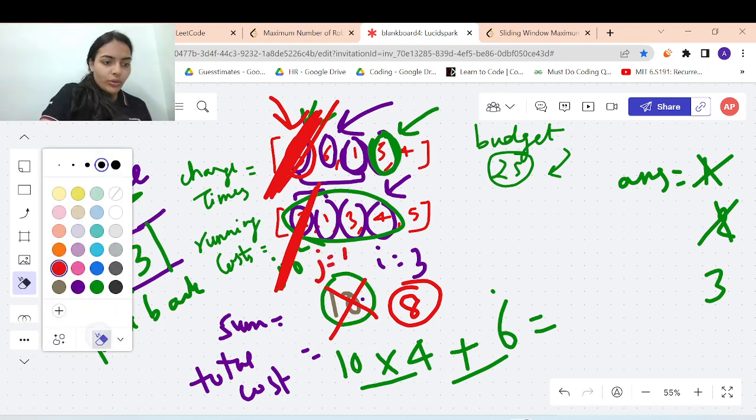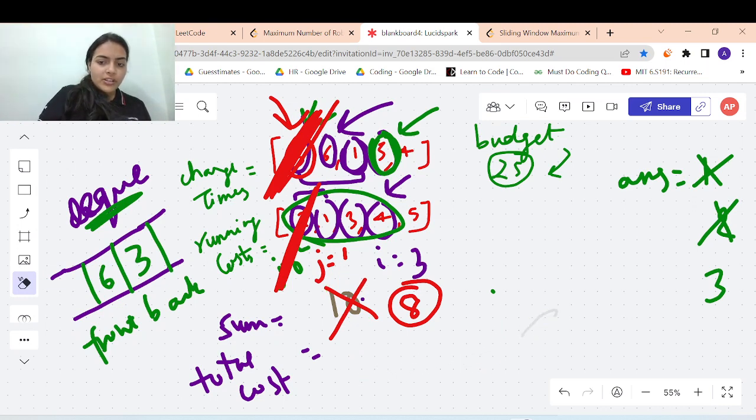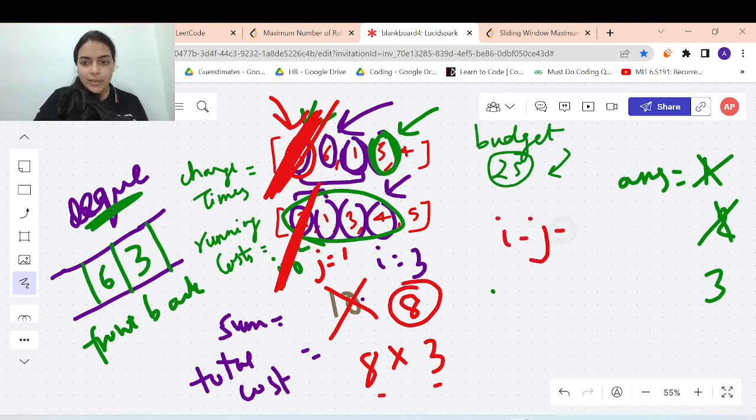Now let's calculate the total cost for which elements? For these 3 elements. Okay, for these 3 elements, let's try to calculate the total cost. What is the sum? Sum is equal to 8. And what is the number of elements? Number of elements is equal to 3. How can you get that? i minus j plus 1. i is equal to 3, j is equal to 1. So 3 minus 1 plus 1 is equal to 3.